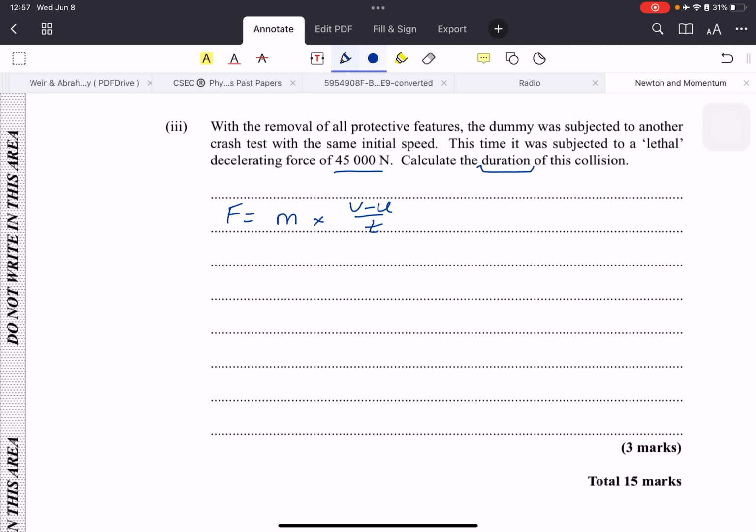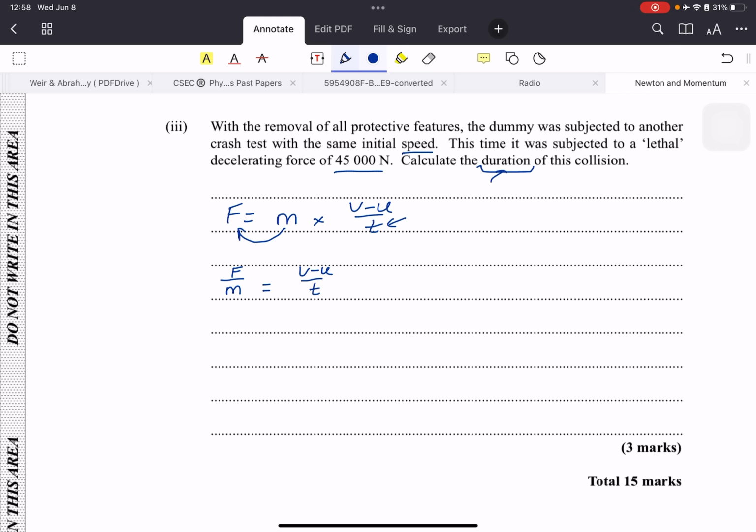Right, we have the same speed in the crash, so the final speed is 0, and we have the same mass. Okay, so if they want us to calculate the duration, this means we need to make t the subject of the formula. So let's try to do that now. The easiest thing to do is to move this m over to that side. To do that, we need to divide by m because m is being multiplied here, right? So this is going to be F over m is equal to (v minus u) over t.